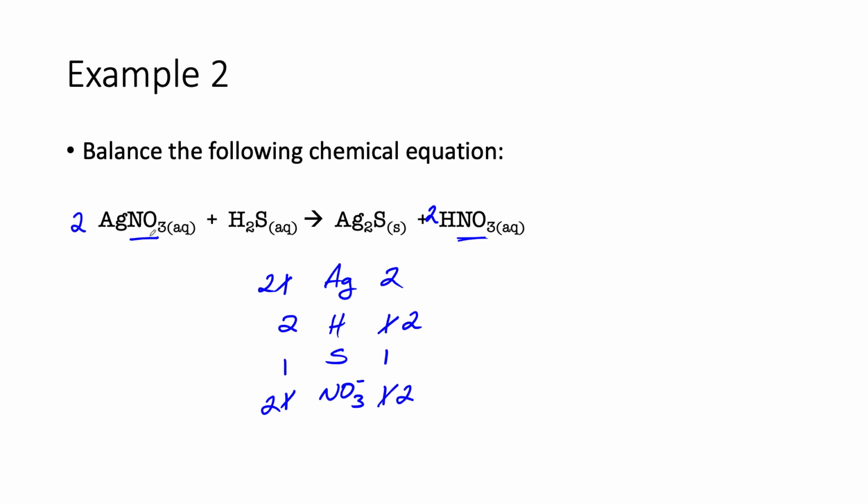So the balanced equation is 2 molecules of silver nitrate, AgNO3, plus 1 molecule of H2S gives me a molecule of Ag2S, and then 2 molecules of nitric acid. So in other words, we have 2 moles of silver nitrate plus 1 mole of hydrogen sulfide gas reacts to produce 1 mole of silver sulfide plus 2 moles of nitric acid. And that's how we balance this reaction.